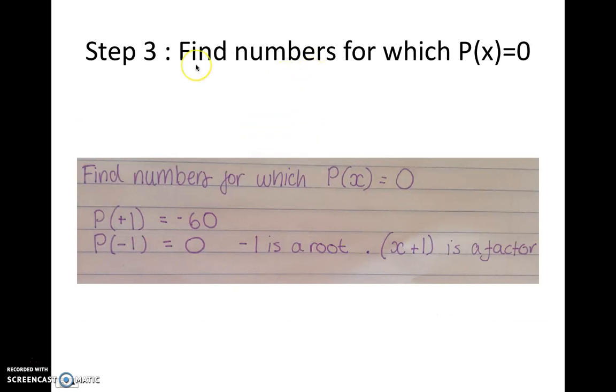Step 3, find numbers for which p of x is equal to 0. So just substitute in numbers until you get 0. So here I substituted in 1 to get minus 60. I then substituted in minus 1 and I got 0. Thus minus 1 is a root and x + 1 is a factor.